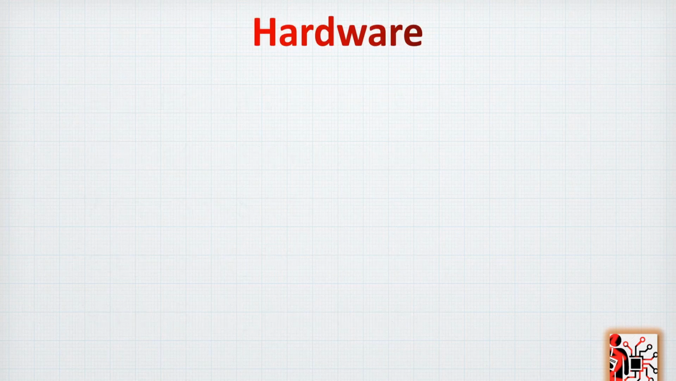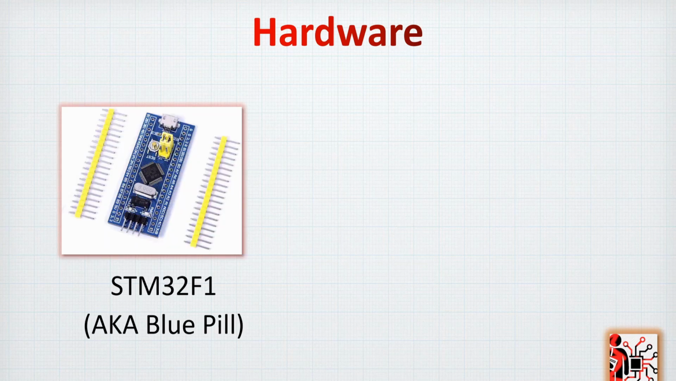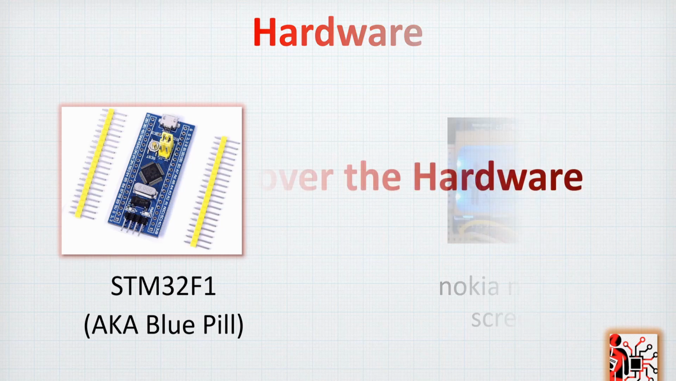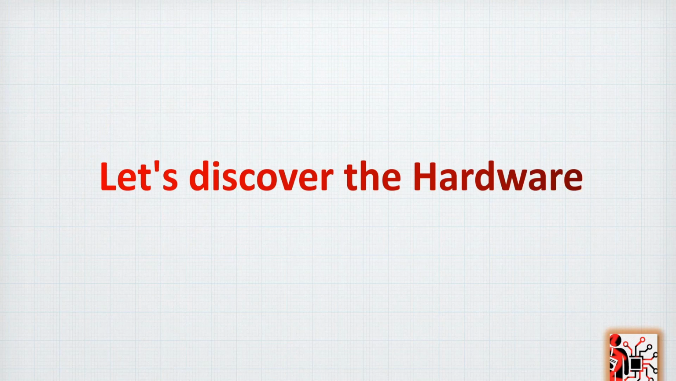Good. Okay, so the hardware that we are going to use for the session will be the STM32F1, aka, as usual, the blue pill, and we are going to use the Nokia N5110 screen. By the way, this is a picture that I made with a program. It's quite nice and very easy to use. Good, so let's first start by discovering the hardware.